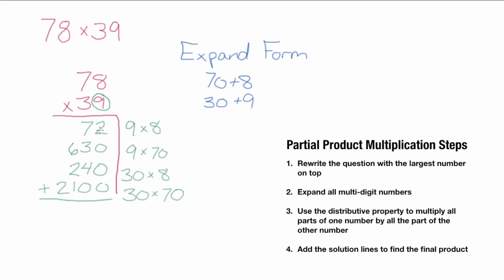Now that all our multiplication is done, we can add our four numbers together to get the final product. So 72 plus 630 plus 240 plus 2,100 is equal to 3,042. So the product of 78 multiplied by 39 is equal to 3,042.